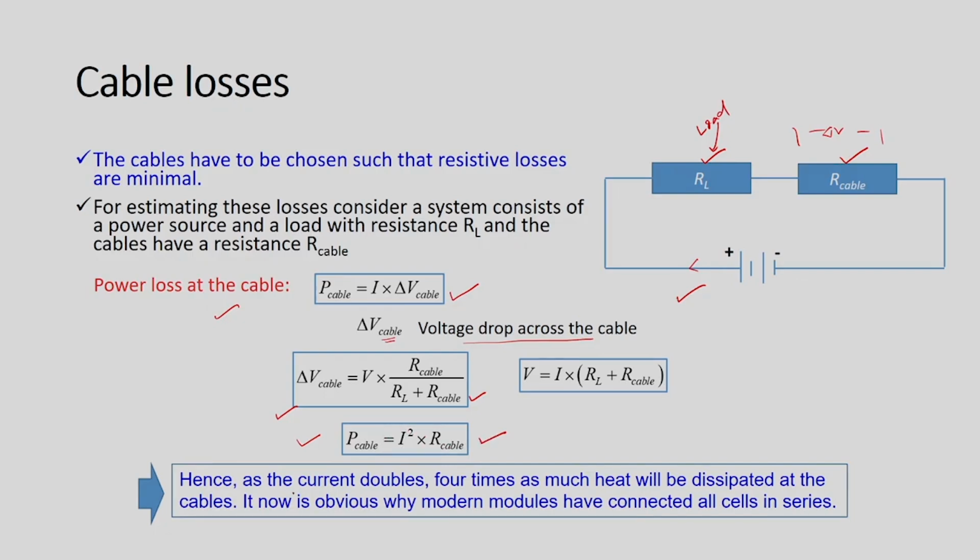So, what we can say is, as the current doubles, this power will be 4 times. What does it mean? As the current doubles, 4 times as much heat will be dissipated at the cable. So, it is now obvious why modern modules have connected all the cells in series, because of these losses. Power dissipation is very high because I square R losses will be there. So, we have to be very particular about the kind of cables to be used for this kind of standalone system.